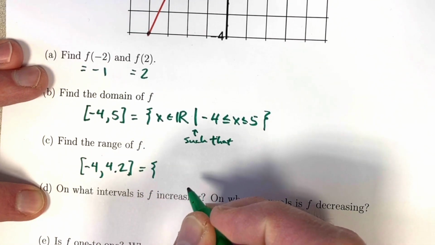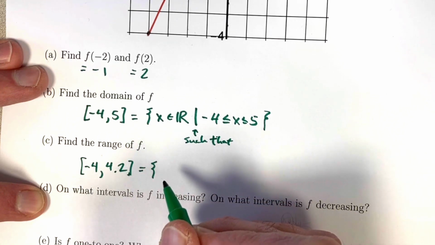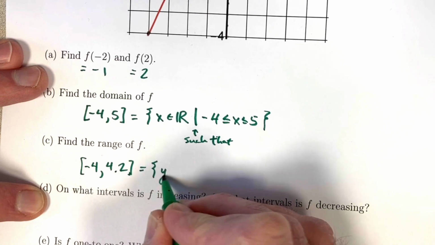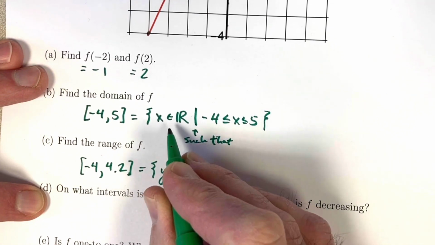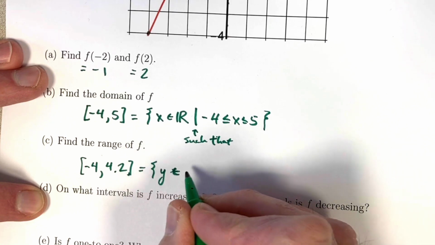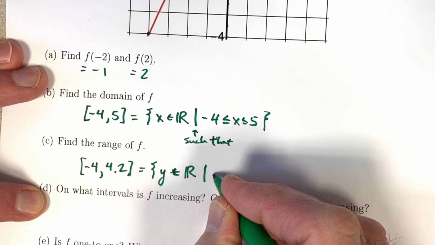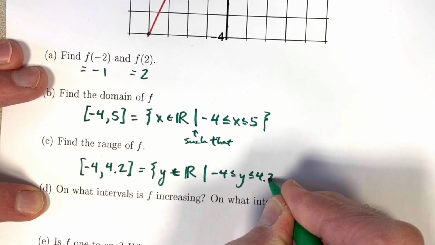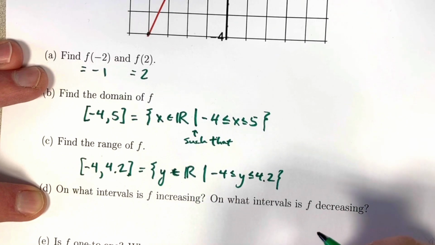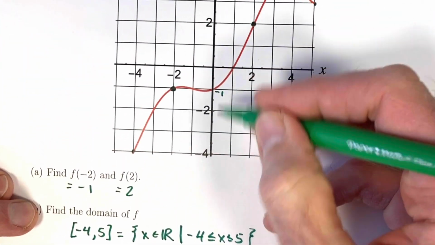You could also write this with set builder notation, and for sake of clarity, to emphasize that it's a range, I'm going to go ahead and use the letter y to represent an arbitrary number in the range instead of an x, which was an arbitrary number in the domain. The set of all y in the real numbers with the property that y is between -4 and +4.2. Do I have to use a y? No, it's just for clarity to indicate I'm thinking about the y values along the vertical axis.